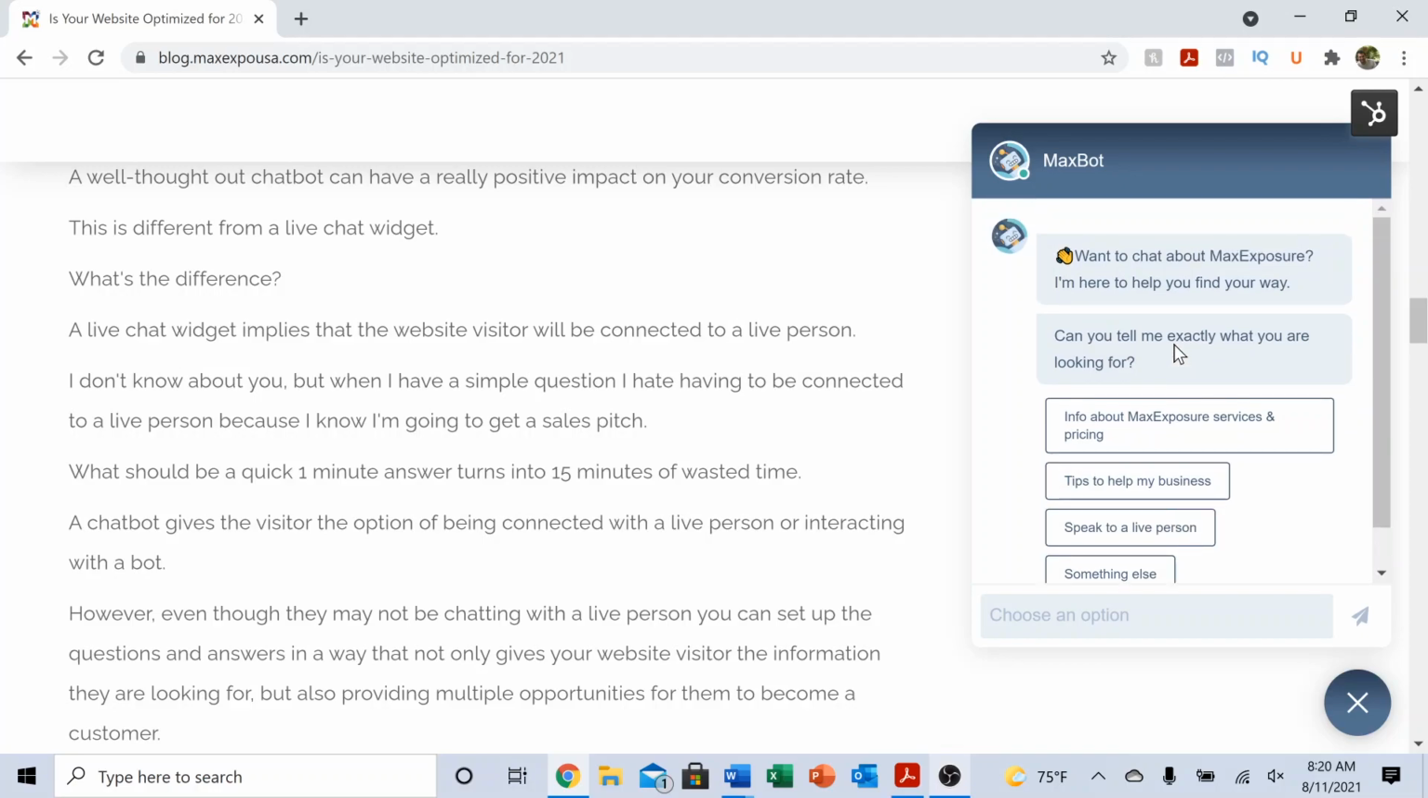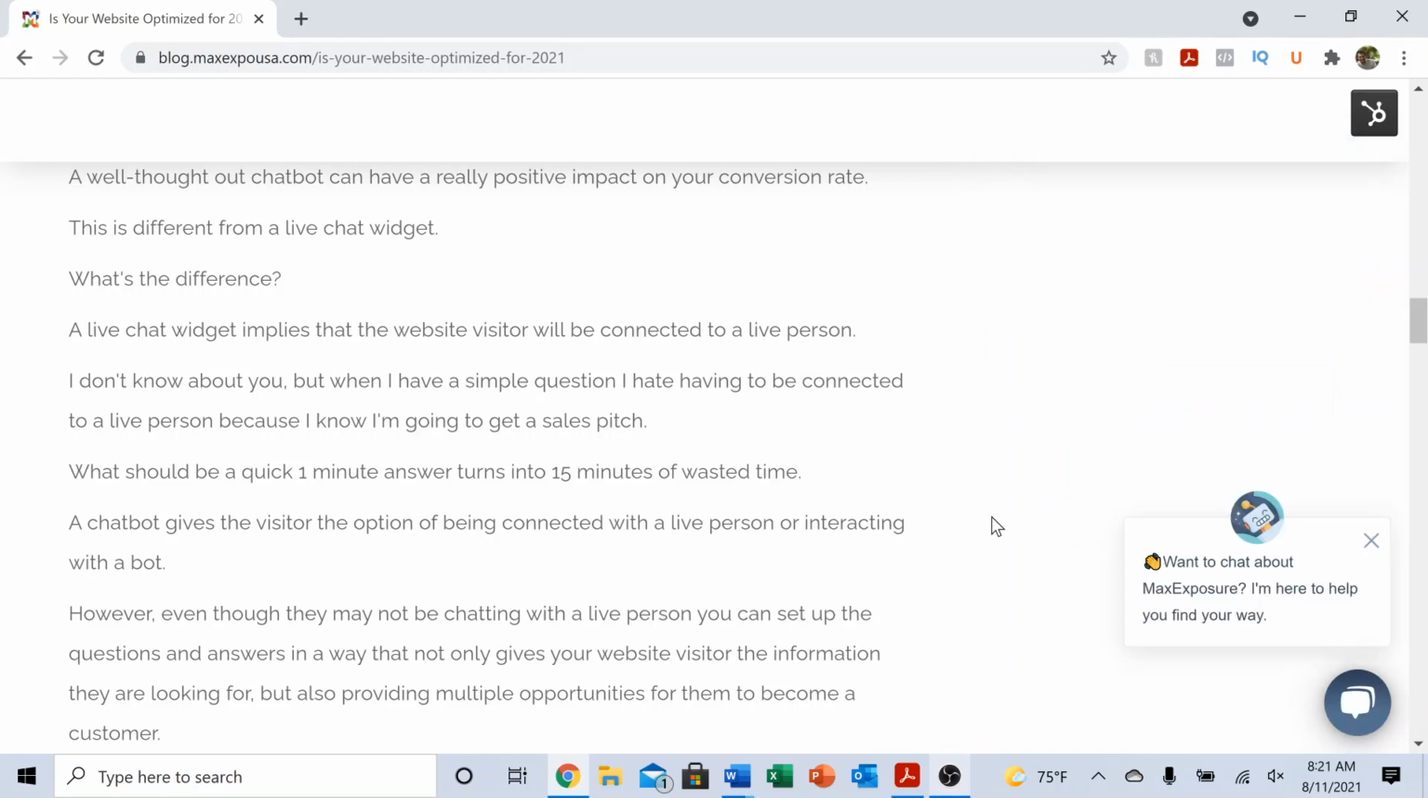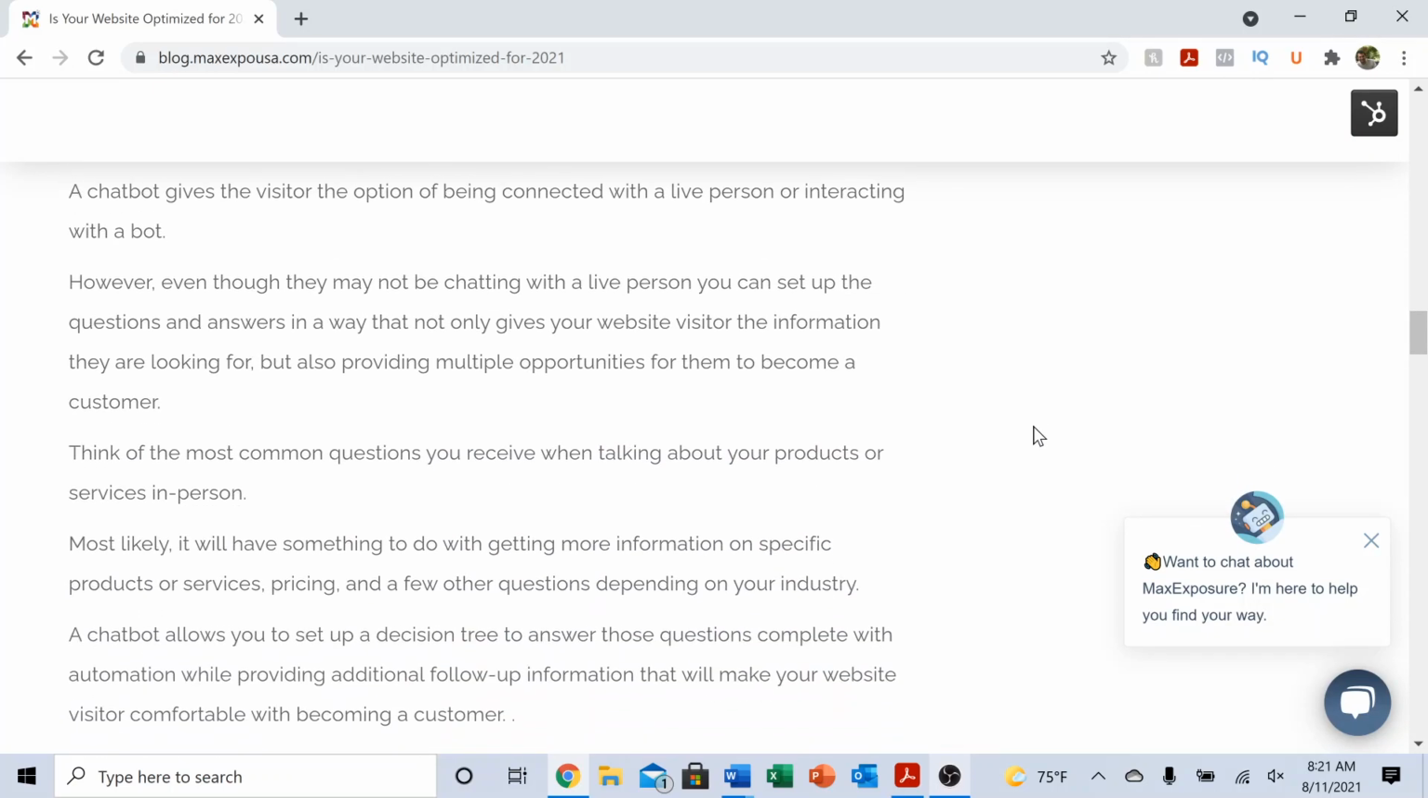So I like this. I like that it's very unassuming because it's not necessarily a live person that they're speaking with. I like the chatbot over a live chat widget. You can try that out for yourself. Maybe do a split test. Maybe try a chatbot for a couple months and try a live chat and see what gets you more interaction. But I can just say from our experience, the chatbot gets us more interaction than a live chat.